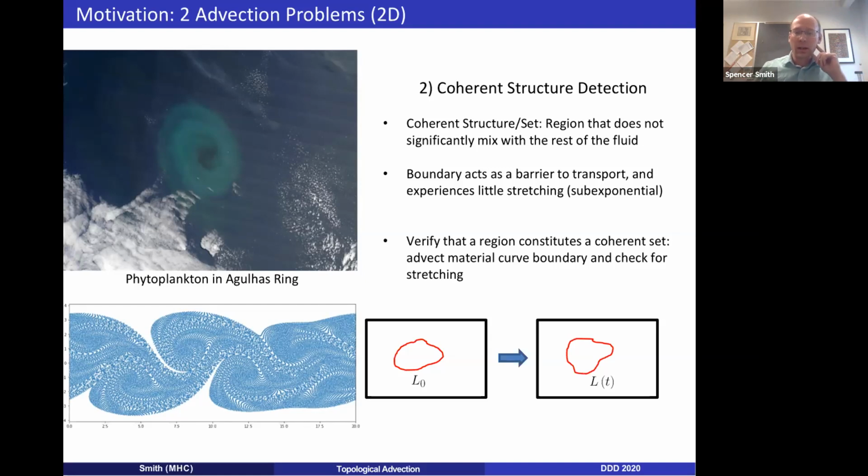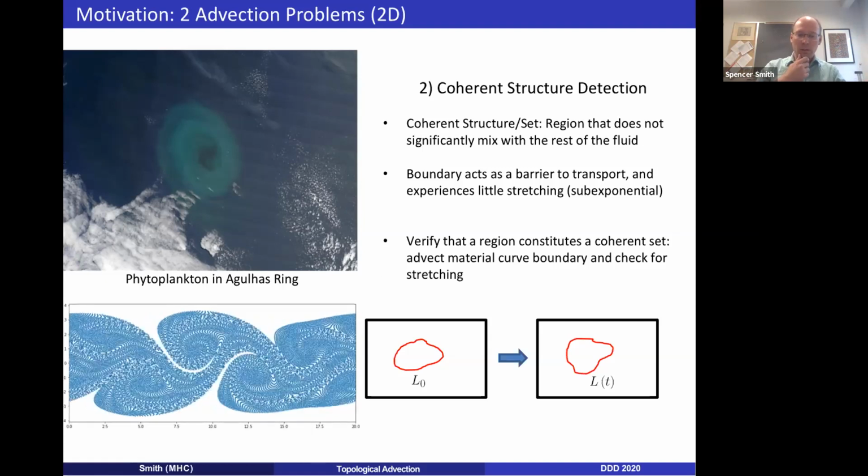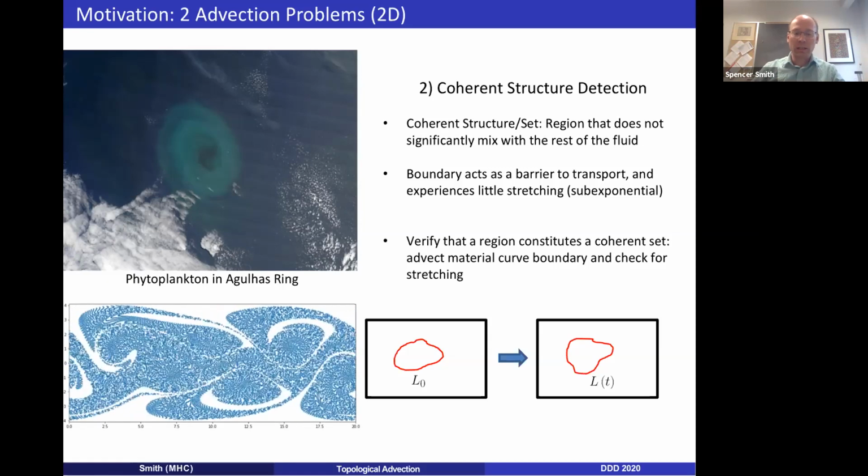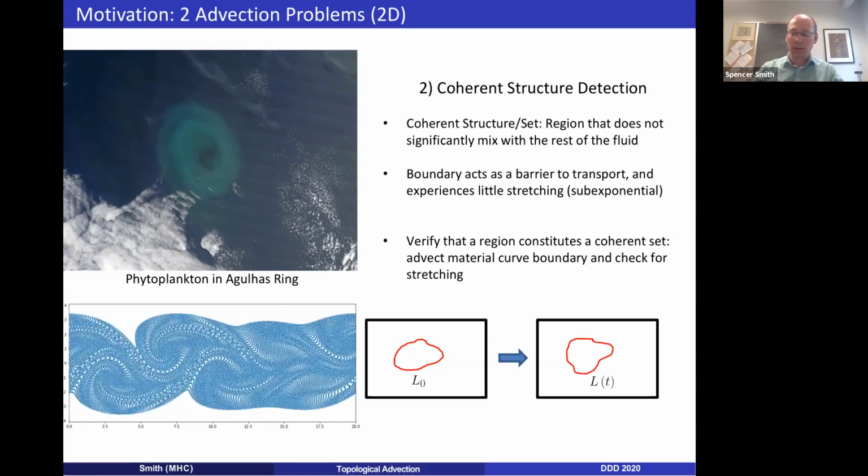One thing that you can do to define them is that these have a barrier that acts as, well, a barrier to transport, and we can define them as regions that do not mix substantially with fluid outside. So we can think of it in the following sense. If you have a defined barrier to transport and you advect it forward in time, it does not appreciably stretch out. So it's sort of like a dual problem to the previous mixing one, in the sense that you're looking for loops that do not stretch out very much, whereas previously we're looking for ones that do stretch quite a bit. And just to show you, there's another view of the Bickley jet, and you can see these vortices that are rotating around.